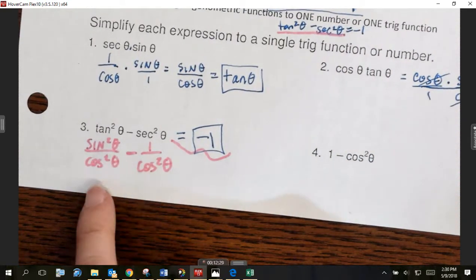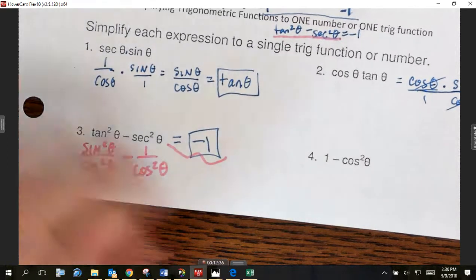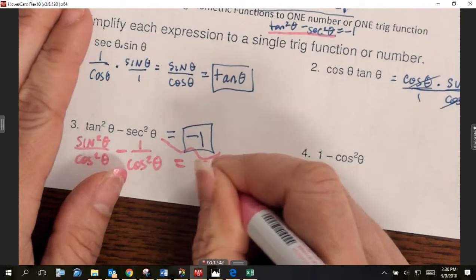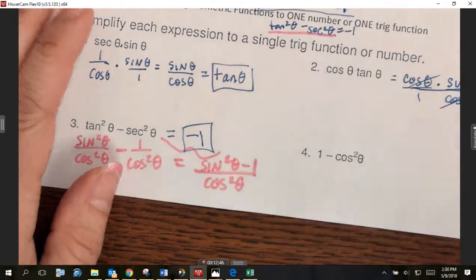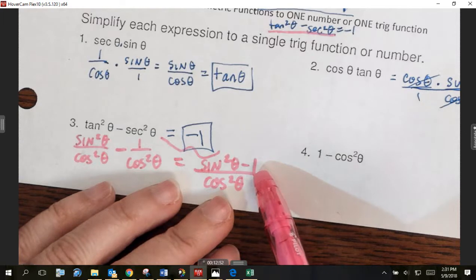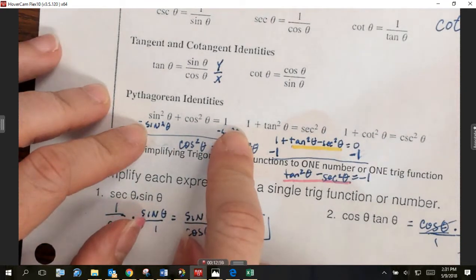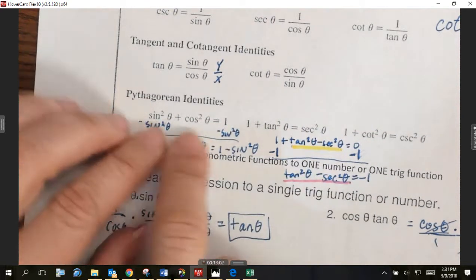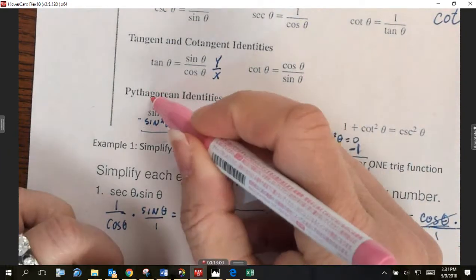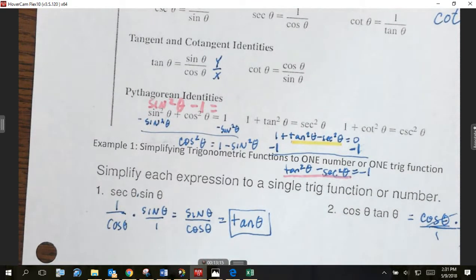I now have fractions. How do I subtract fractions? Common denominator. Do I have a common denominator? Okay, so I put this over the common denominator. What do I have on top? Sine squared theta minus 1. So this is going to be the same kind of work now. I'm going to have to go up here and figure out how I can make this say sine squared theta minus 1. How can I make this one say sine squared theta minus 1? I have to move the 1 over. And what will I do with the cosine squared?